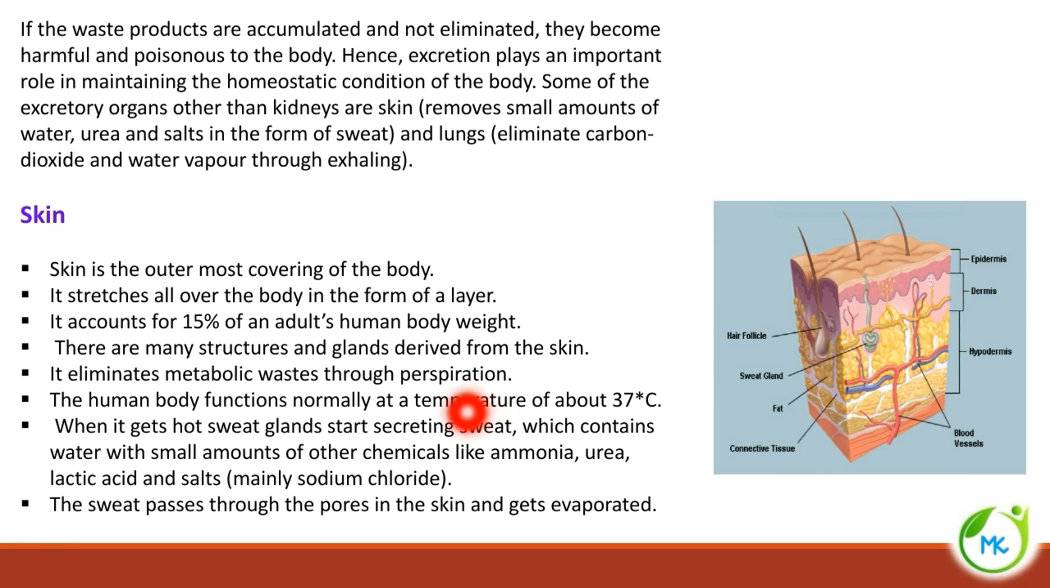So the sweat will contain water, and also a small amount of other chemical substances such as ammonia, urea, lactic acid and salt, mainly sodium chloride. The sweat passes through the pores in the skin. So from where is the sweat sent out? There will be pores in the skin. These pores are nothing but openings. Through these pores, the sweat is excreted out and then it will get evaporated.